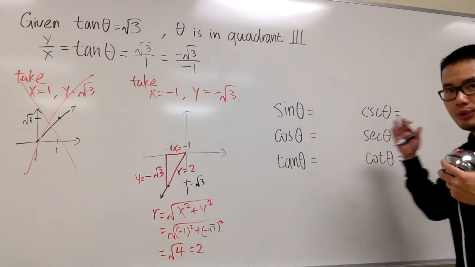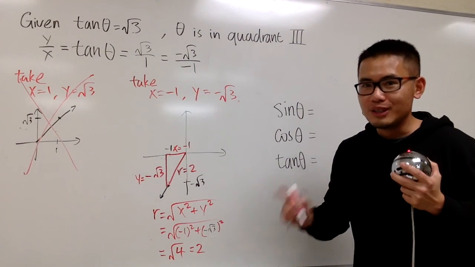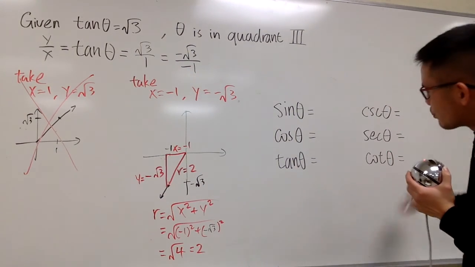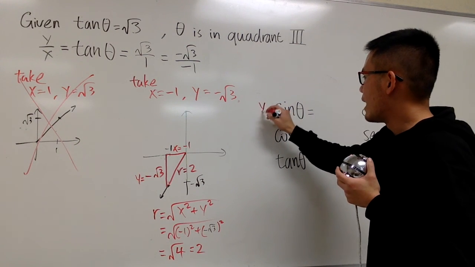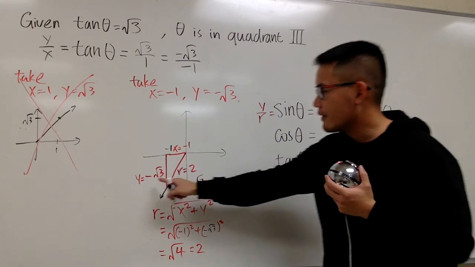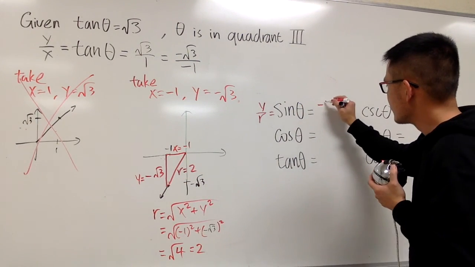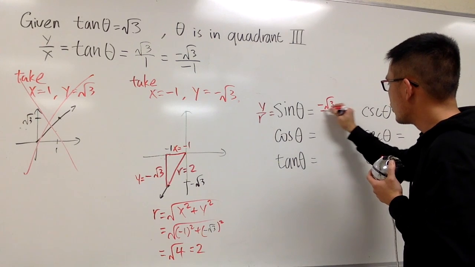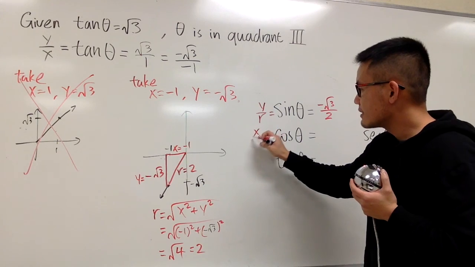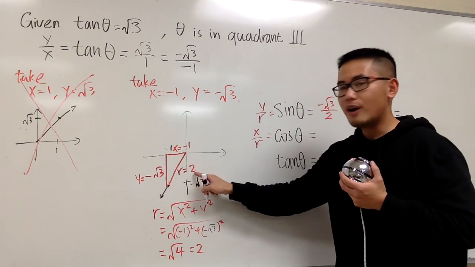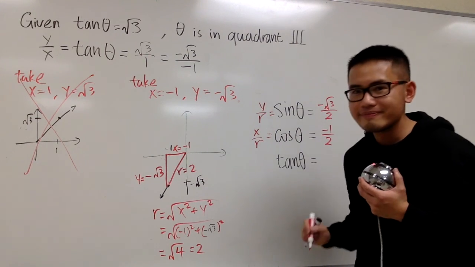Once you have that, you will pretty much have this. Just remember all the definitions correctly. Okay, so the more you practice, the better you remember. Sin theta is y over r. So we will have negative square root of 3 over 2. Okay, so that's the first one. Negative square root of 3 over 2. Cosine theta is x over r. X over r, we have negative 1 over 2, right? Negative 1 over 2.